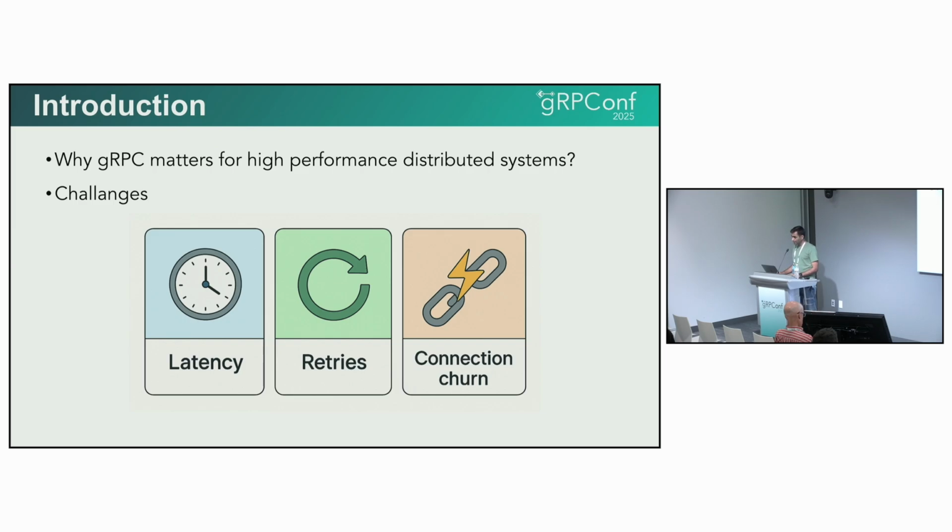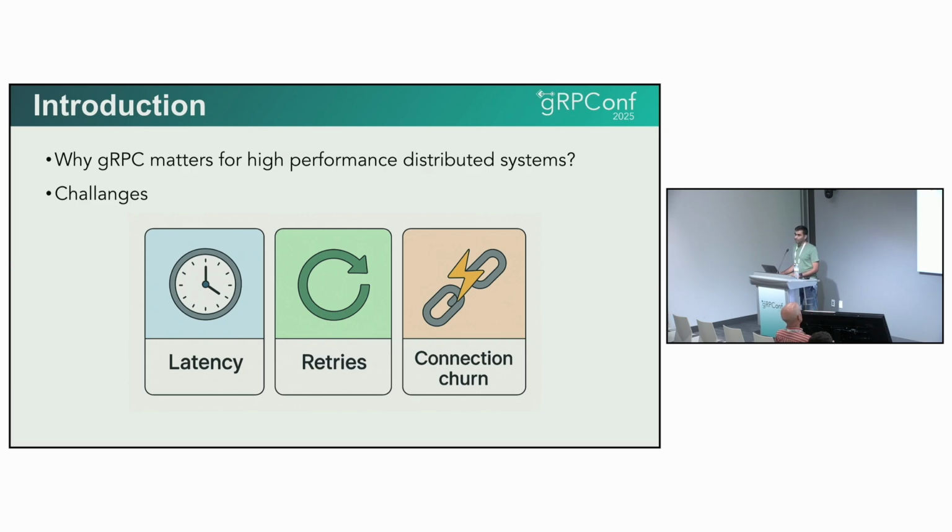gRPC has become the backbone of all the high performance distributed systems. It gives us a lot of features, for example, strong typing. We also have protobuf serialization, and we can do efficient binary serialization with protobuf. And it has built-in support for streaming also. All of these are very crucial features when you are trying to move your data across services at scale. But when you start scaling your gRPC services in production at large scale, you start seeing all these issues that I mentioned here.